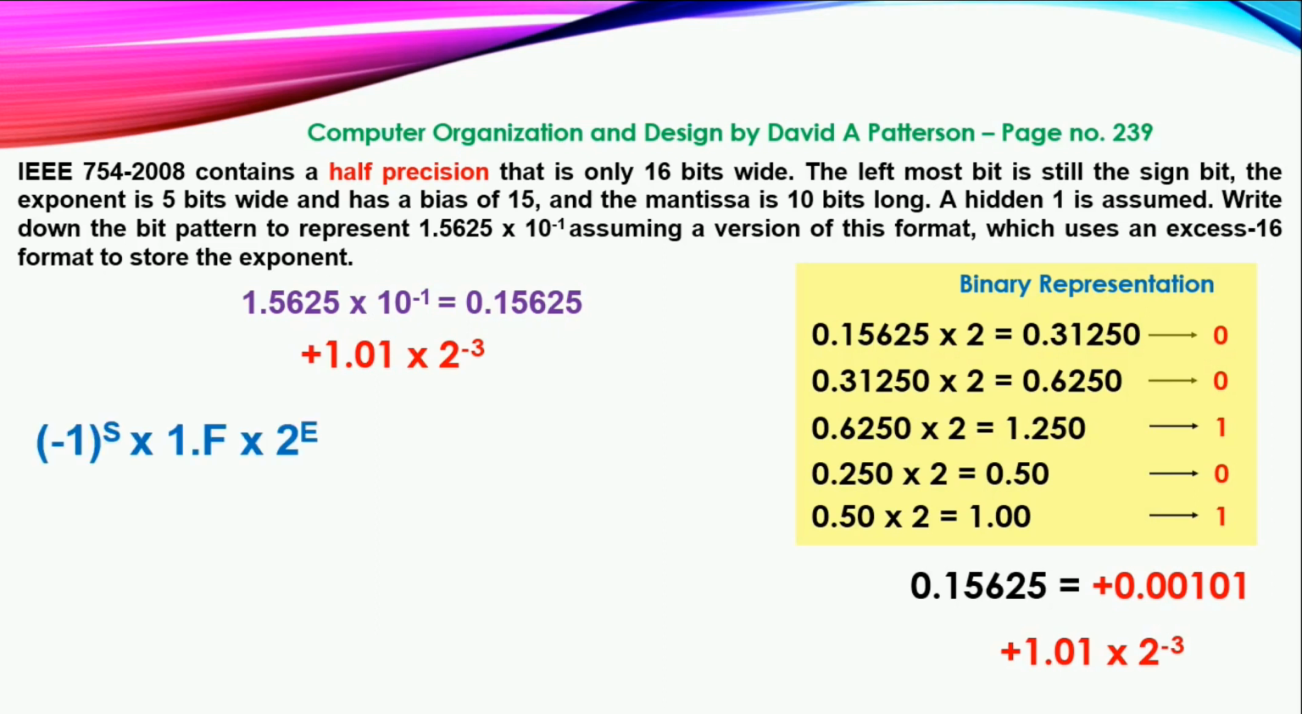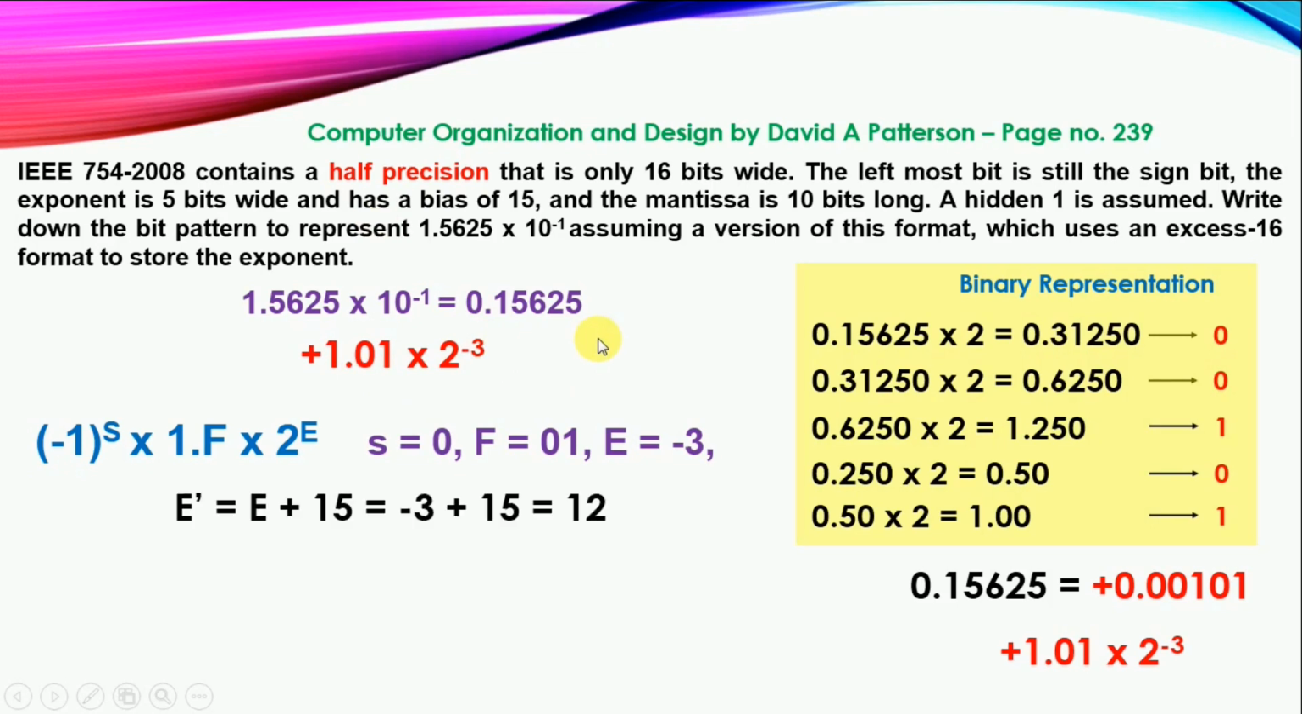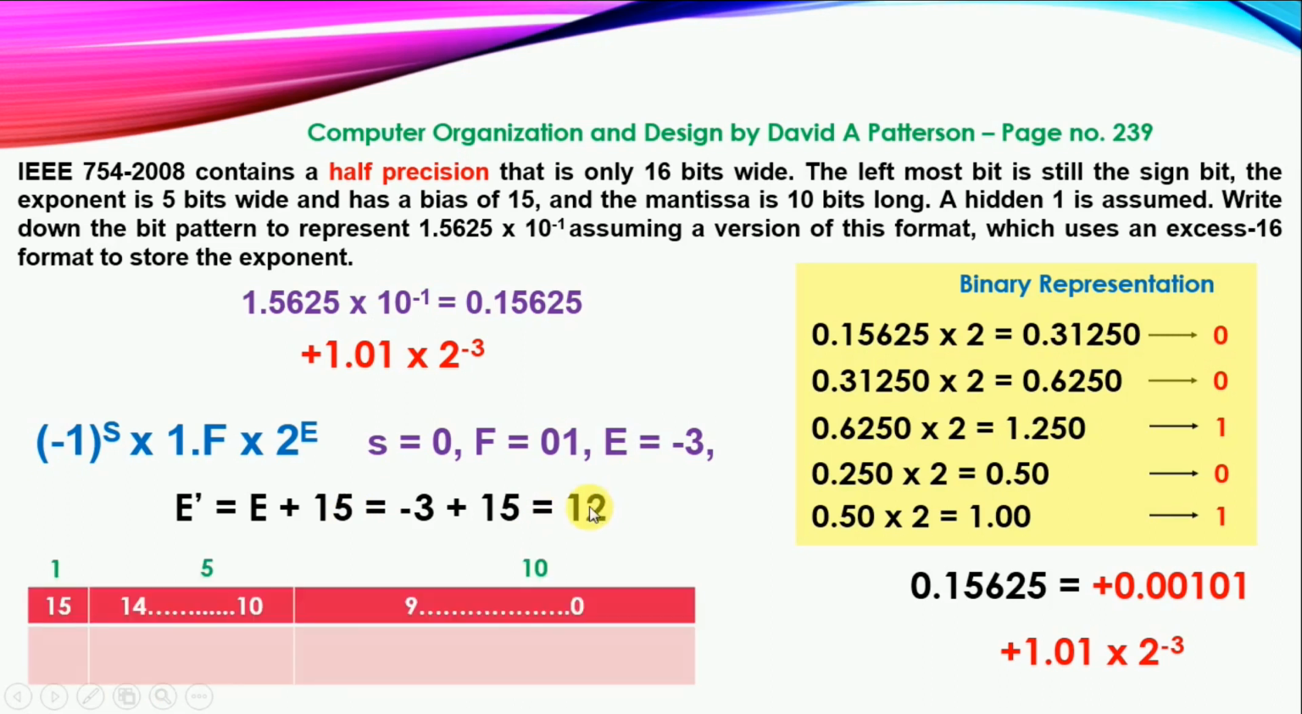According to the standard binary normalized floating point format, since it is a positive number, the sign bit is 0. The fraction field is 0, 1. The exponent is minus 3. The bias value for calculating the biased exponent is 15. So we are adding minus 3 with 15, and we obtain the biased exponent as 12.